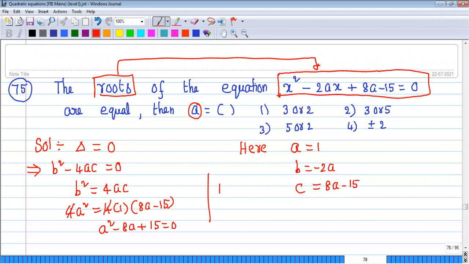Now the factors of 15 we can write 5, 3. So that means we can write like this: a minus into a minus equal to 0. Here 5, 3 write down, because 5 times 3 is 15. So therefore we can write a is equal to 3 or 5. That is the answer.